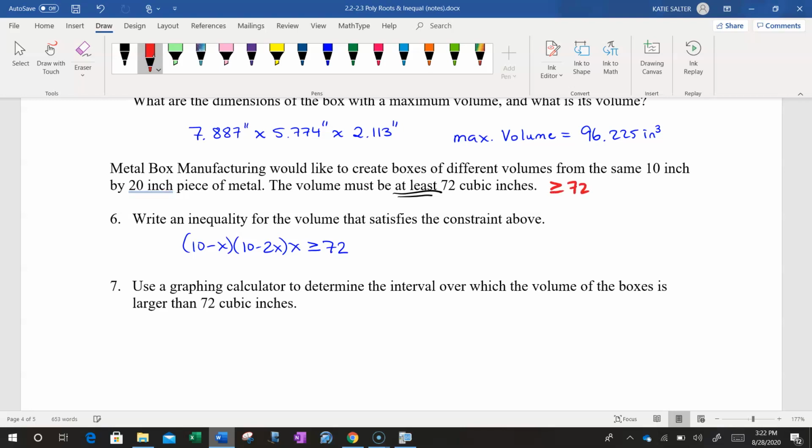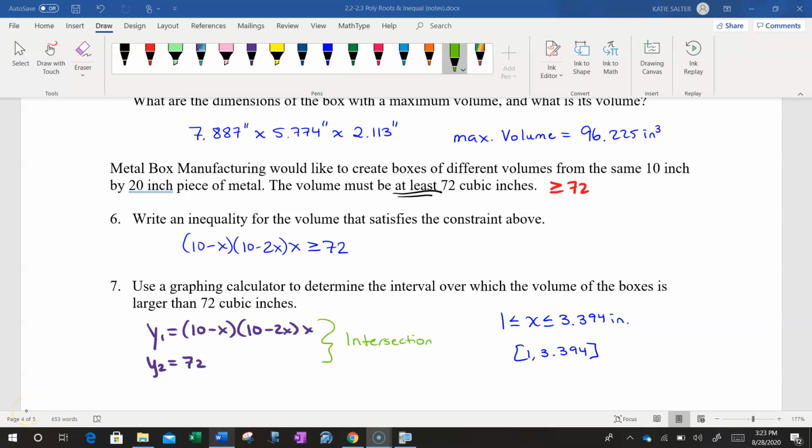So to answer that question, we would say, therefore, the height of our box needs to be between 1 and 3.394 inches. And if you want to write it in interval notation, that's fine also. All right, so now try the practice problems, numbers 1 and 2.